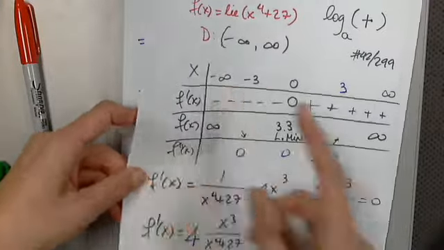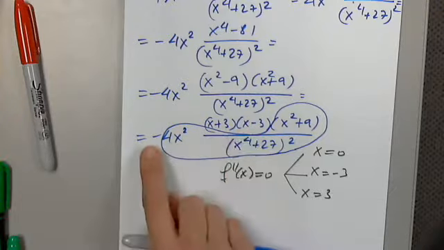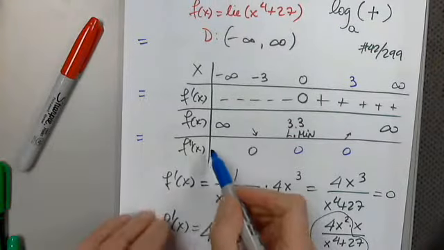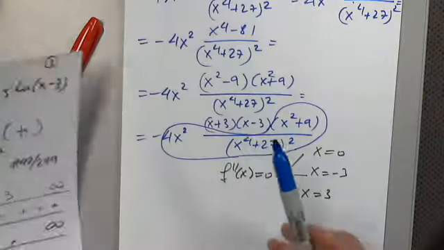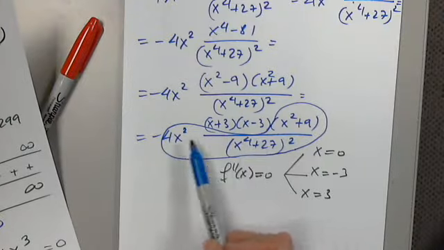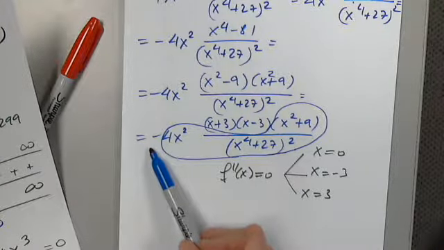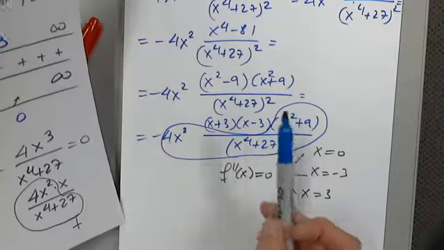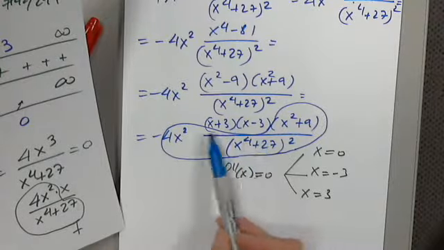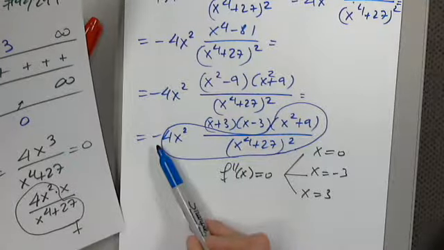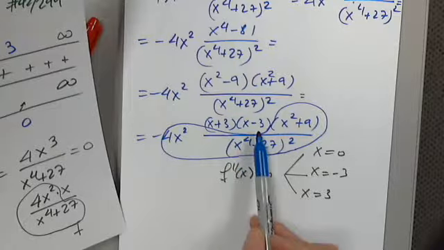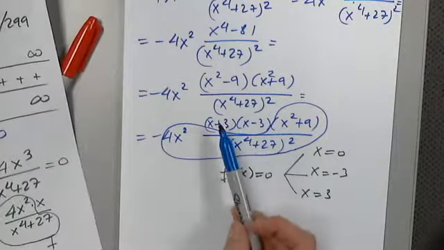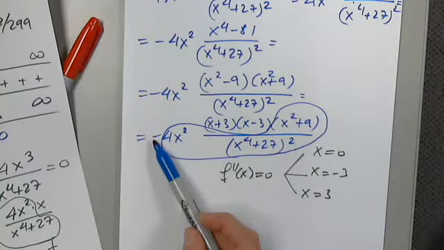When I plug in negative 10: negative, negative, negative, so the sign is negative. I plug in negative 1 now: positive, negative, negative. Plug in 1: positive, negative, negative. And I plug in 10: positive, positive, with negative in front. Negative.